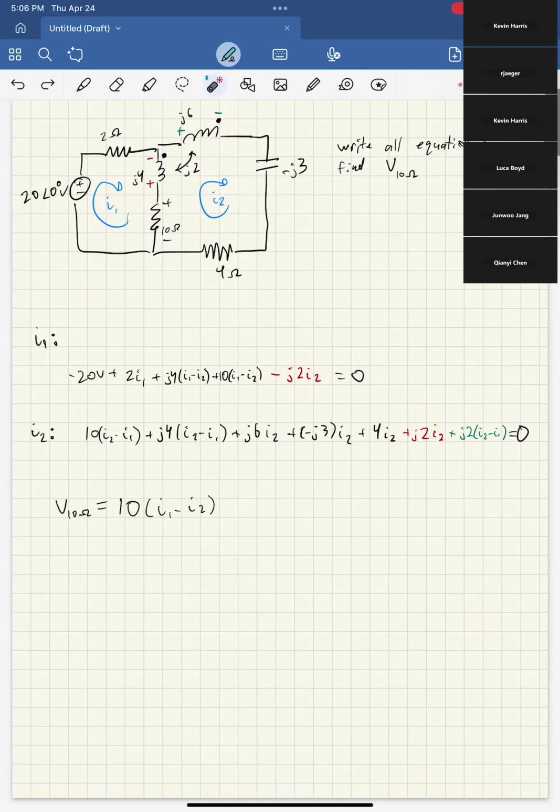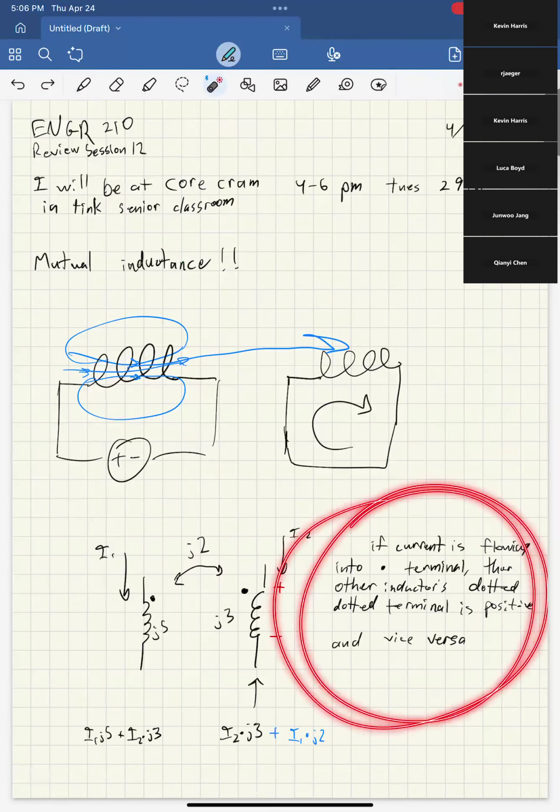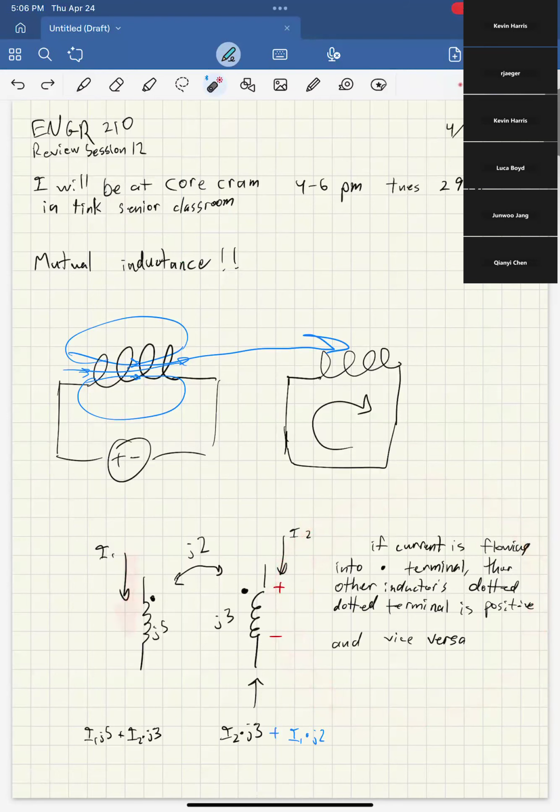Again, just look at this line. If the current is flowing into the dotted terminal on one of them, then the induced voltage on the other side has positive on the dotted terminal. The current in this one affects the voltage on this one, and if it's going into the dotted terminal, then the other one has a positive on its dotted terminal.